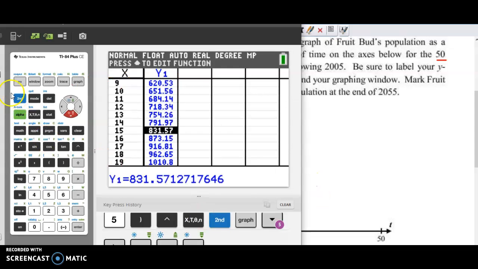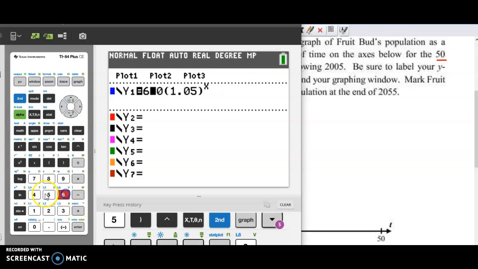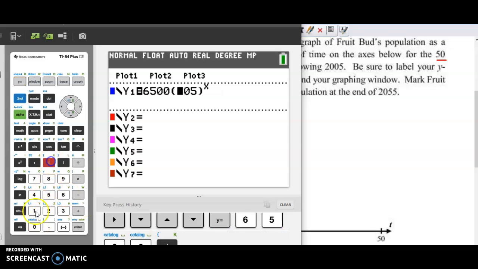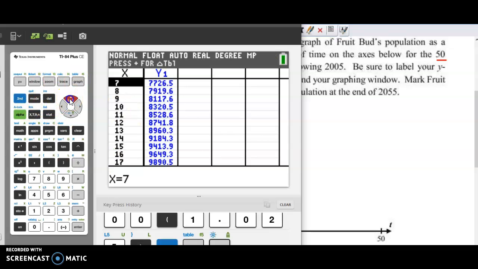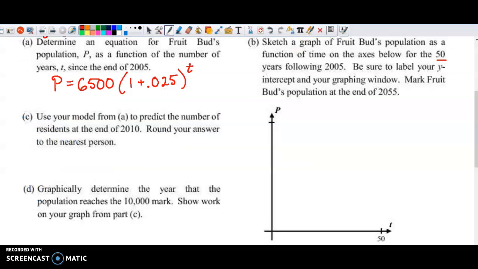And you're going to see me go straight to a calculator. 6,500, 1.025 to the x power. And all I'm going to do is go to my table, because this might give you a rough estimate. We started at 6,500, so at 0, 6,500, just going to lamely put that on my graph.